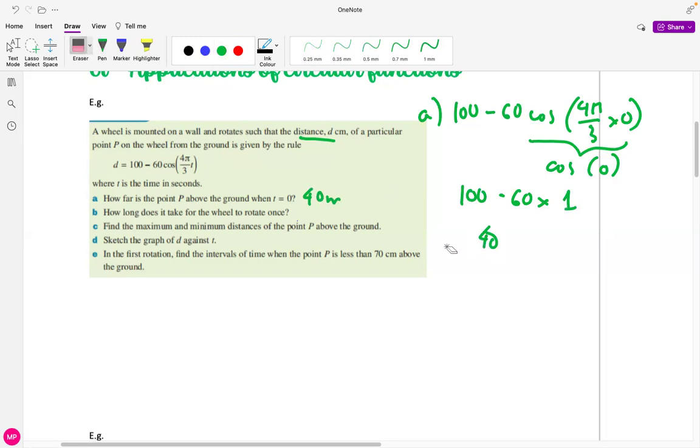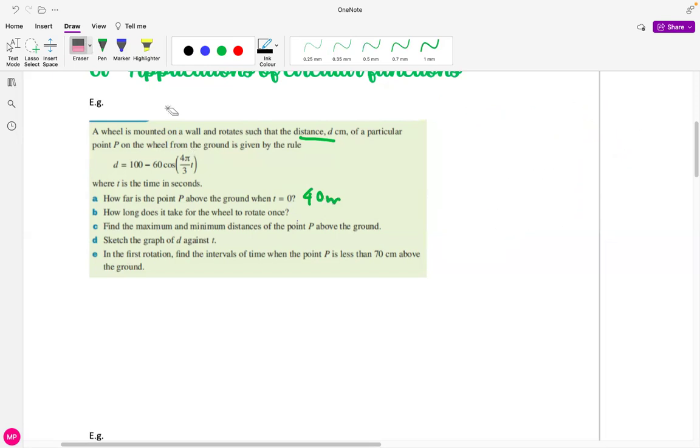Okay. Now question B. Let me just wrap this up. 40 centimeter, I mean, because the unit is centimeter, showing that. Now, question B, how long it takes for the wheel to rotate once.